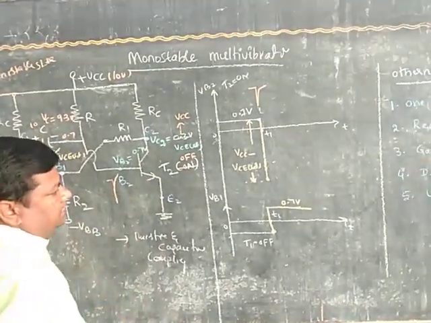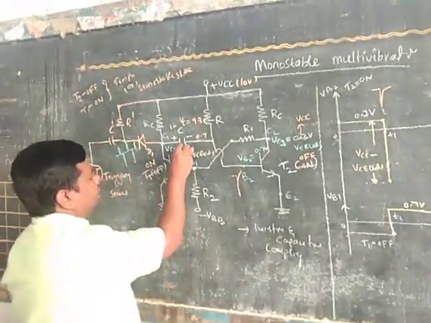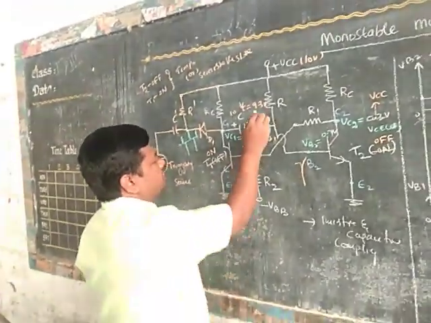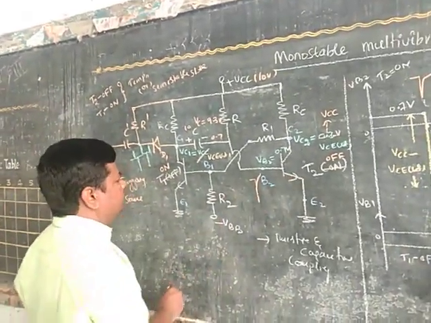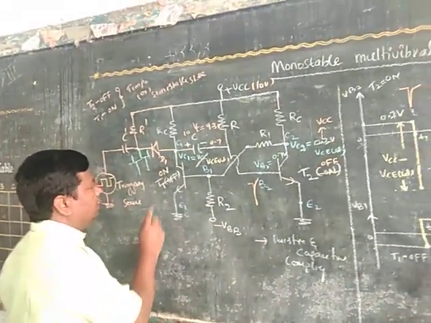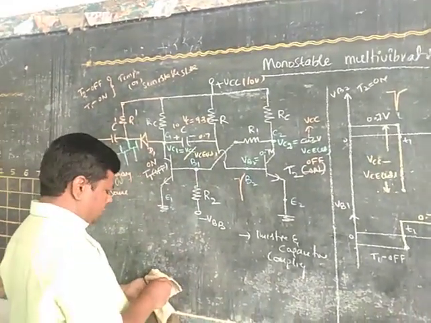For sudden change, the capacitor is a short circuit, so the same change appears at the base of Q2, that is the T2 transistor. Now observe the capacitor. Here the capacitor voltage is previously 9.3 volts. T2 transistor off, T1 transistor on. This is the temporary state.